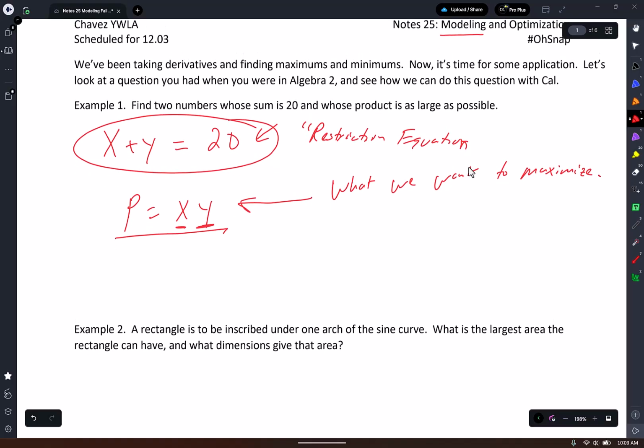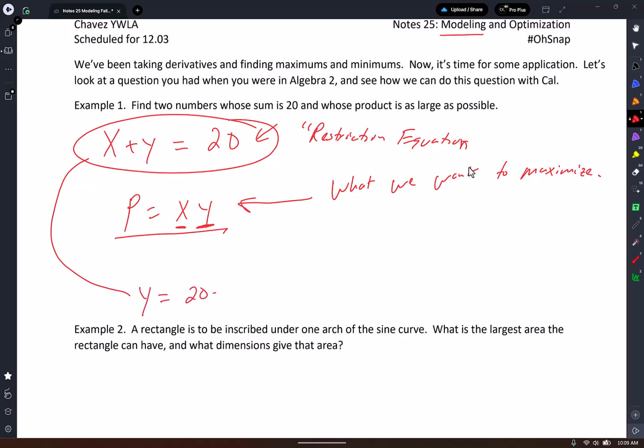All right, here we go. You see this restriction equation? I'm going to use this to plug into my x, y here. So I'm going to say y equals 20 minus x. And now that I know that y equals 20 minus x, I'm going to use that to substitute into my product here. P equals x times 20 minus x. And now I can just distribute, and I get 20x minus x squared.